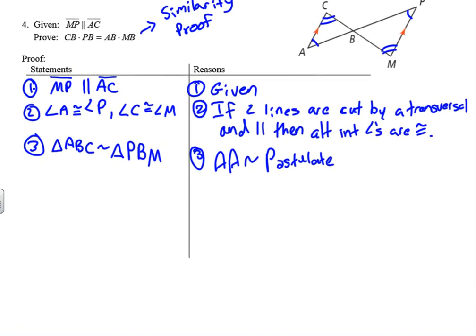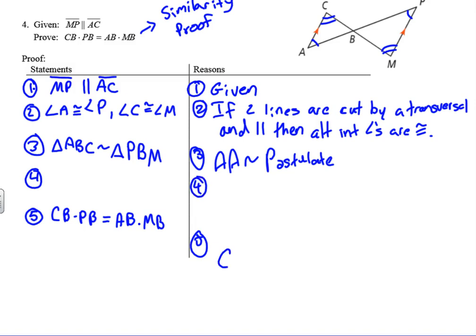Uncooperative at the moment. Okay, now this is kind of like CPCTC. That's kind of like the thinking that you can have when you see this proof. And I want to show you how I think about it. I'm going to start with the last step actually, which is CB times PB equals AB times MB.